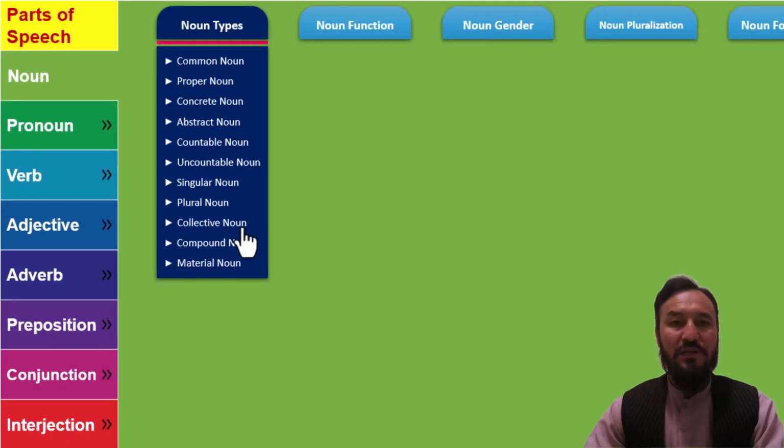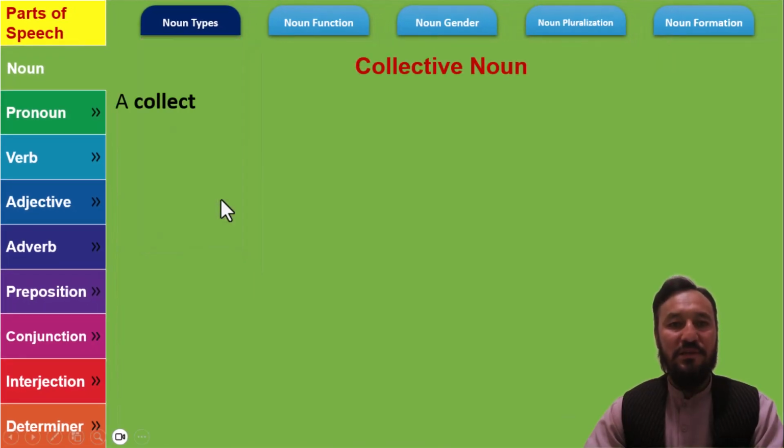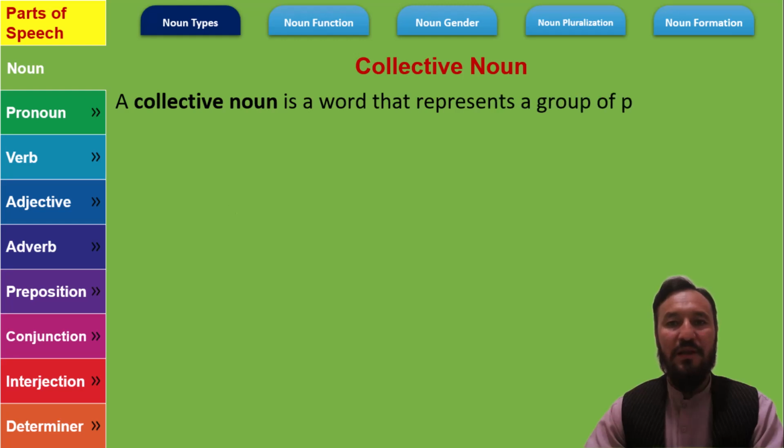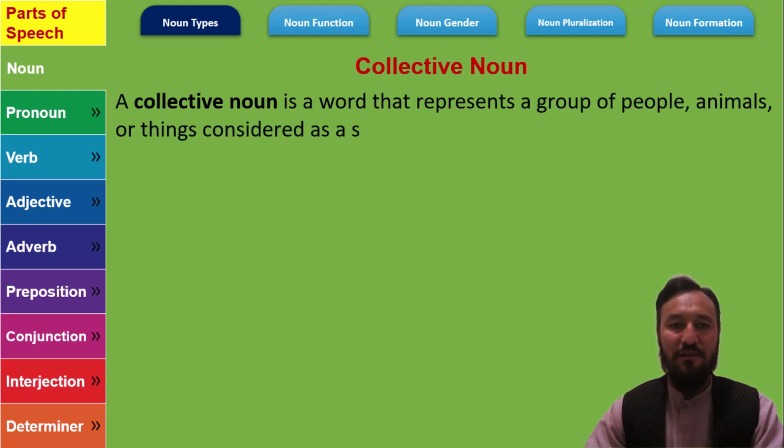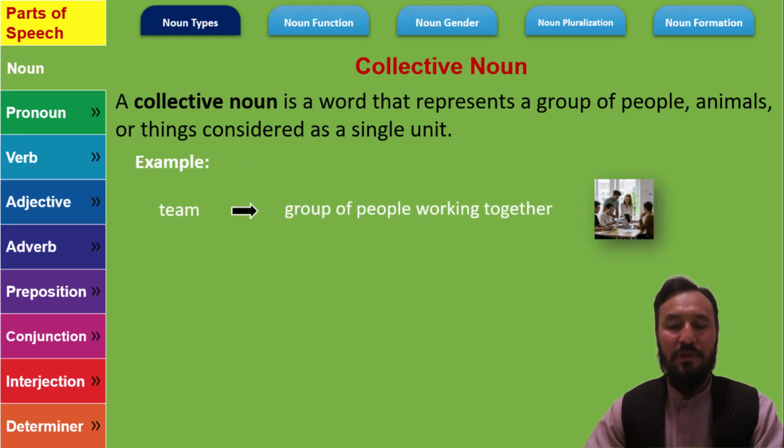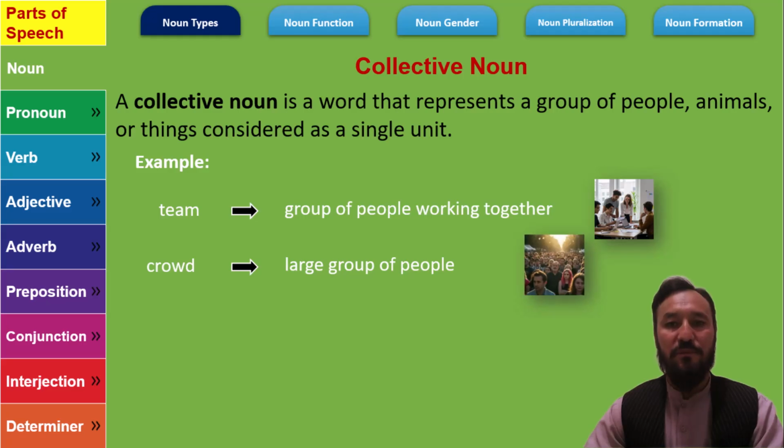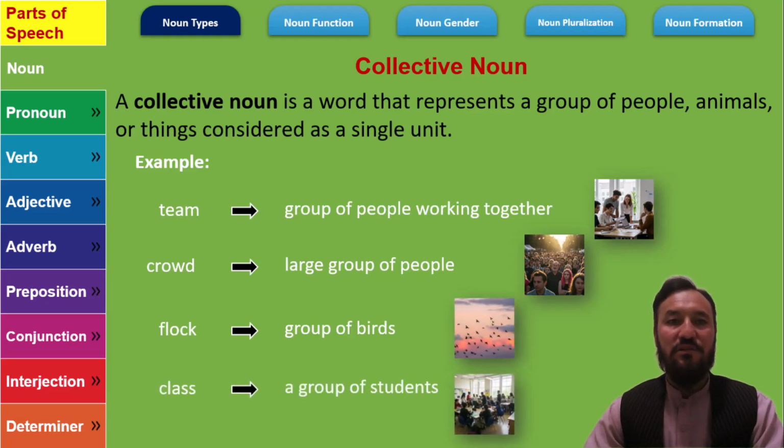First, we need to know what a collective noun is. A collective noun is a word that represents a group of people, animals, or things considered as a single unit. For example, the word team is a collective noun that refers to a group of people working together. Similarly, crowd is a collective noun that refers to a group of people. Flock is a collective noun that refers to a group of birds. And class is a collective noun referring to a group of students. Each of these examples refers to multiple individuals, animals, or things, but we think of them collectively as a single unit. That was the definition of collective noun. I hope you understand it.